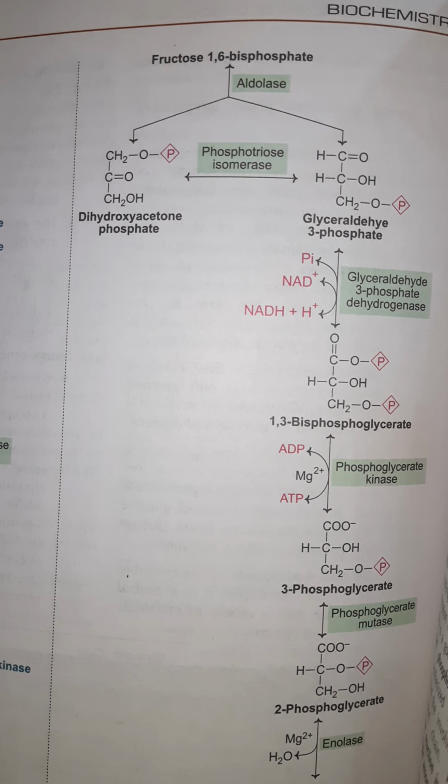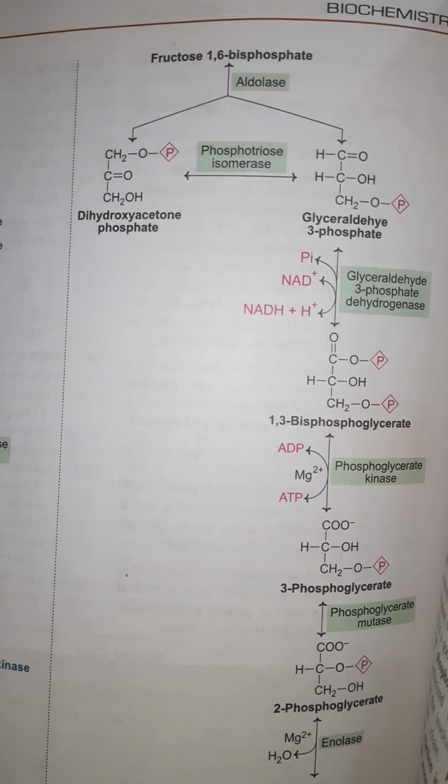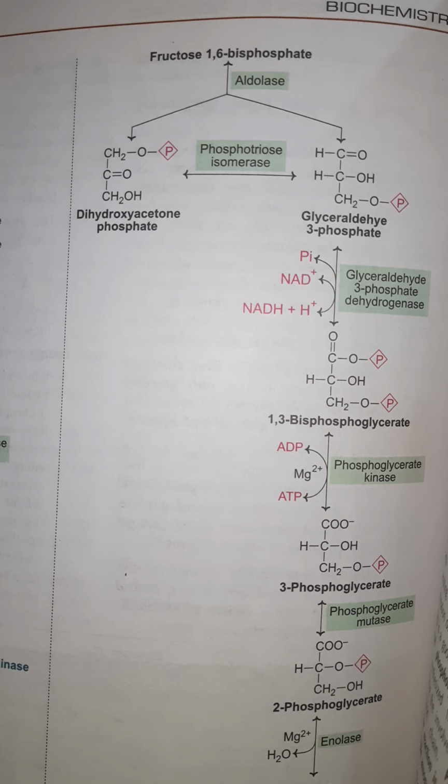Next is the splitting phase. Here, fructose 1,6-bisphosphate is broken down to dihydroxyacetone phosphate and glyceraldehyde 3-phosphate. So it is called the splitting phase. Here, a 6-carbon compound, fructose 1,6-bisphosphate, is split into two 3-carbon compounds, glyceraldehyde 3-phosphate and dihydroxyacetone phosphate, by the enzyme aldolase.